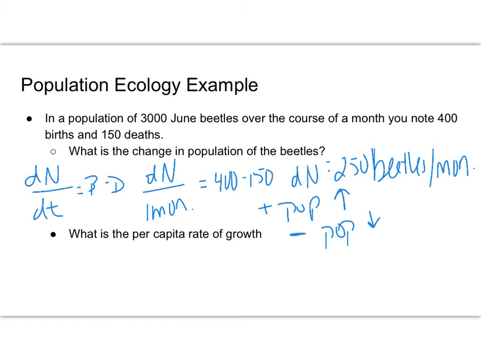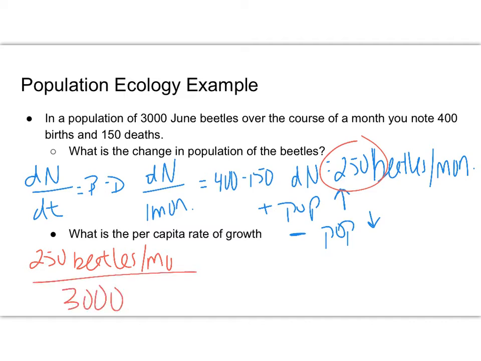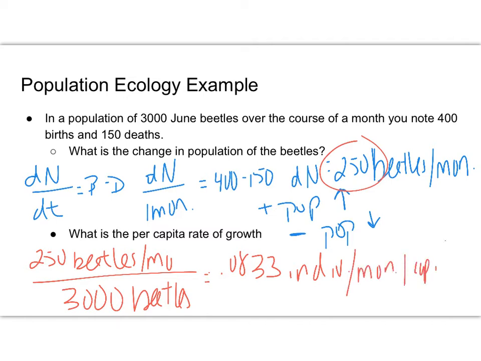So our follow-up question now is, what is our per capita rate of growth? To know the per capita rate of growth, I do need to know the rate of growth, which we calculated the time before, right? So my rate of growth is 250. My per capita rate of growth, remember I told you to calculate it like a percent, is 250 beetles per month per individual, right? So I need to put it over the entire population, which gives me 0.0833 individuals per month per capita.